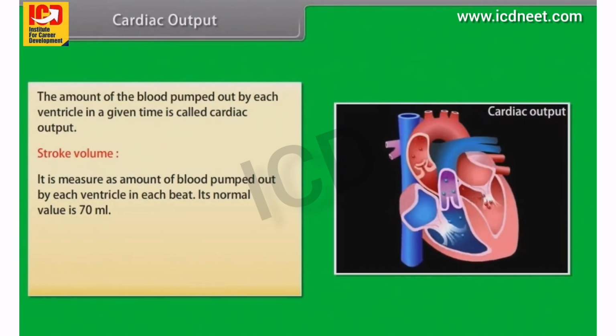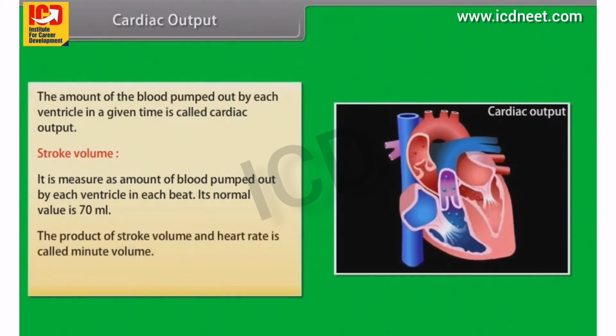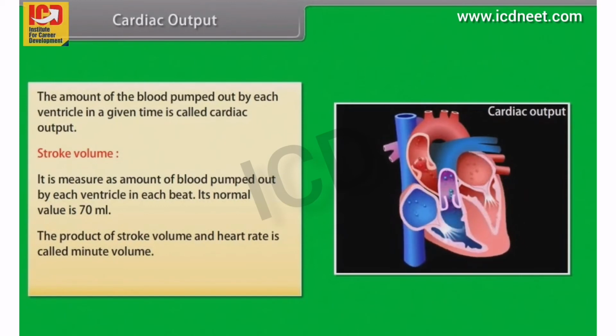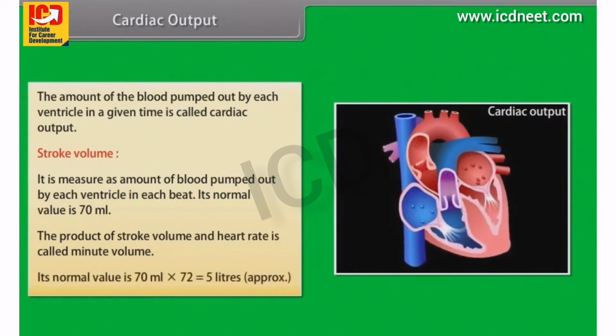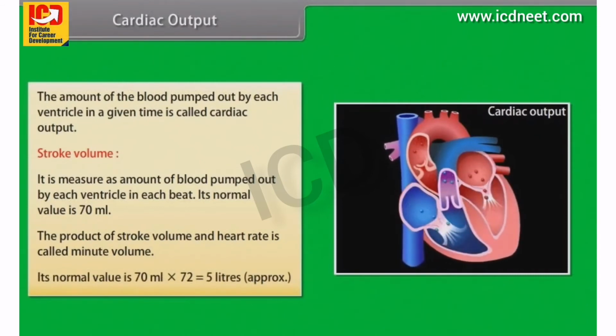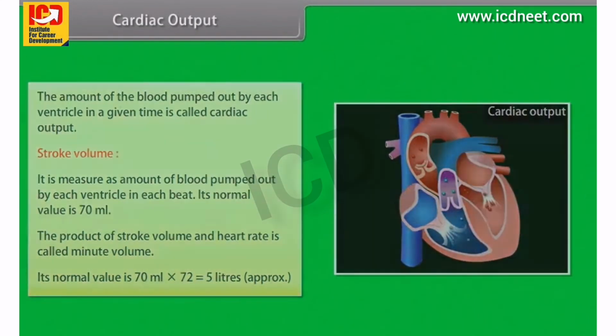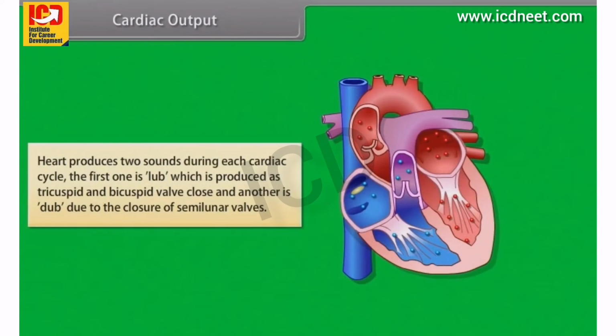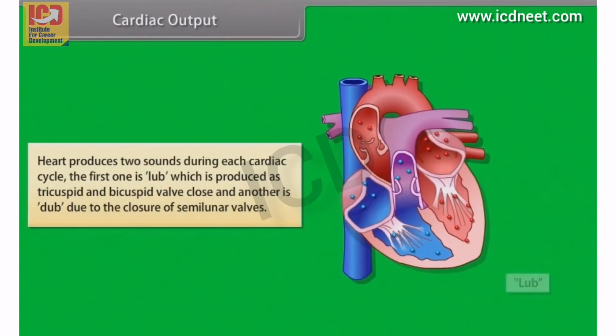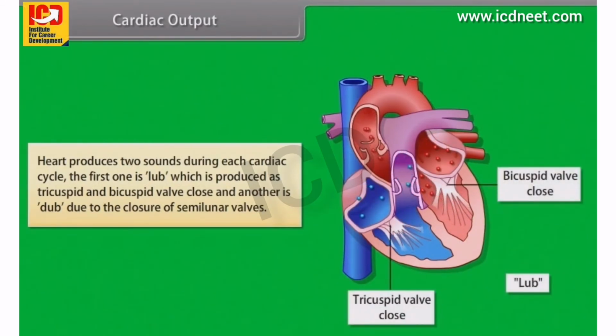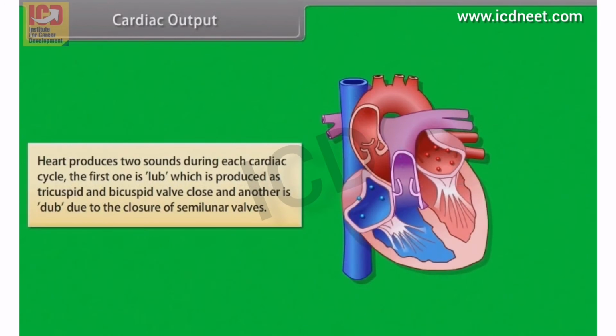The product of stroke volume and heart rate is called minute volume. Its normal value is 70 milliliters times 72 equals approximately 5 liters. The heart produces two sounds during each cardiac cycle. The first one is lub, which is produced as tricuspid and bicuspid valves close, and another is dub, due to the closure of semilunar valves.